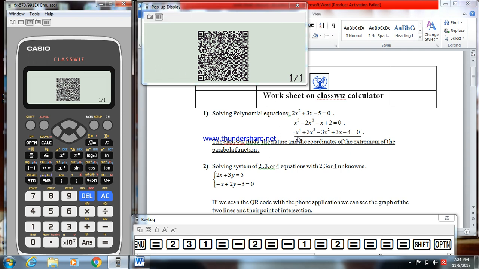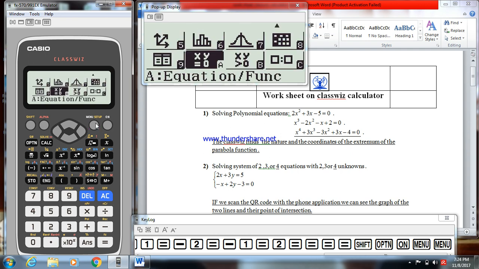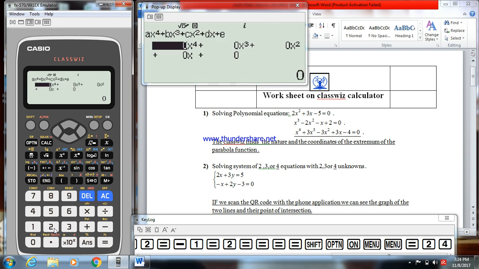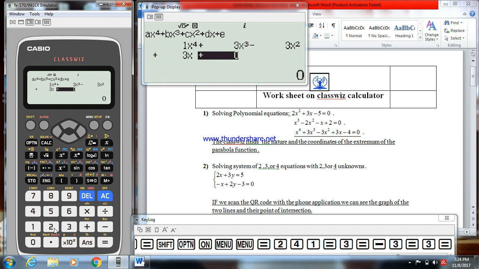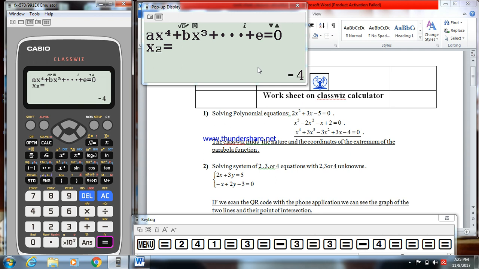Now I have to solve the polynomial equation of fourth degree. Okay, on menu, equation, polynomial equation. Okay, degree 4. Enter the coefficients 1, 3, negative 3, 3, negative 4. The roots are x1 equals 1, the second root is minus 4, the third root is i, the imaginary complex number such that i squared equals minus 1, and the fourth root is minus i.